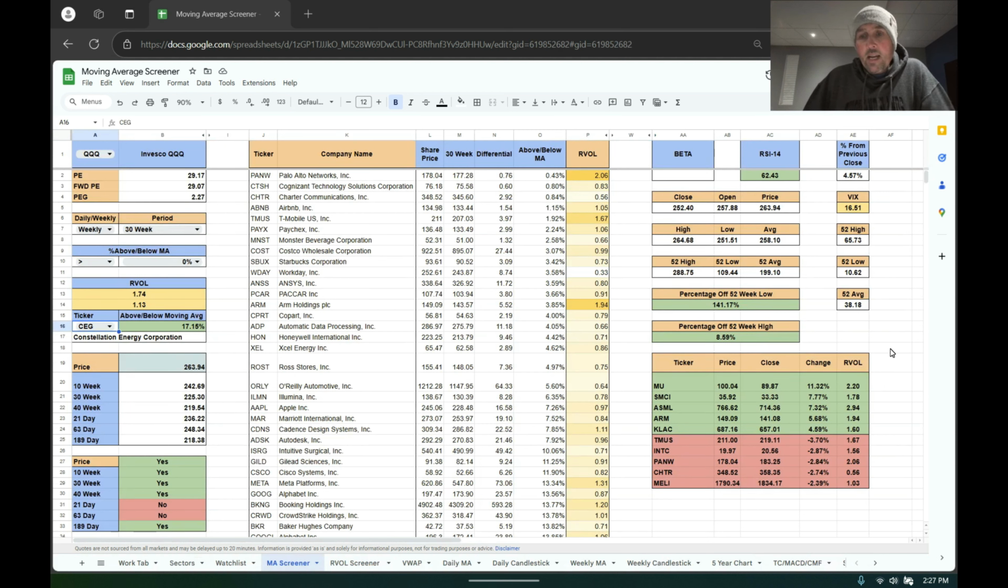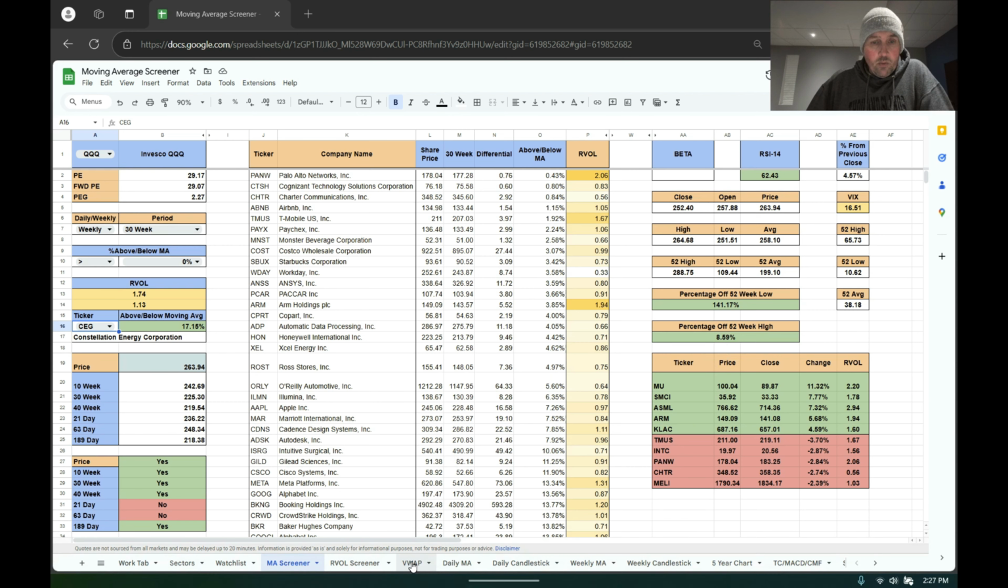Last stock we'll go through is Constellation Energy, because this one was on Thursday. I talked about this one. It got some institutional buying pressure, and we can see on Friday it closed with a 62 RSI. Today it's up 4.5% at 2:30 in the afternoon. It's 141% off its 52-week low and 8% off its 52-week high, which just suggests it's probably going higher.